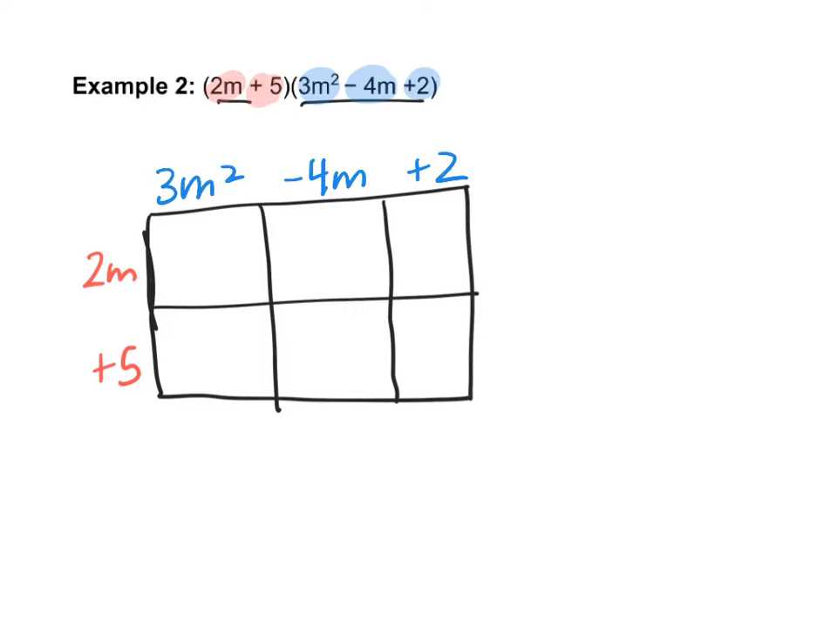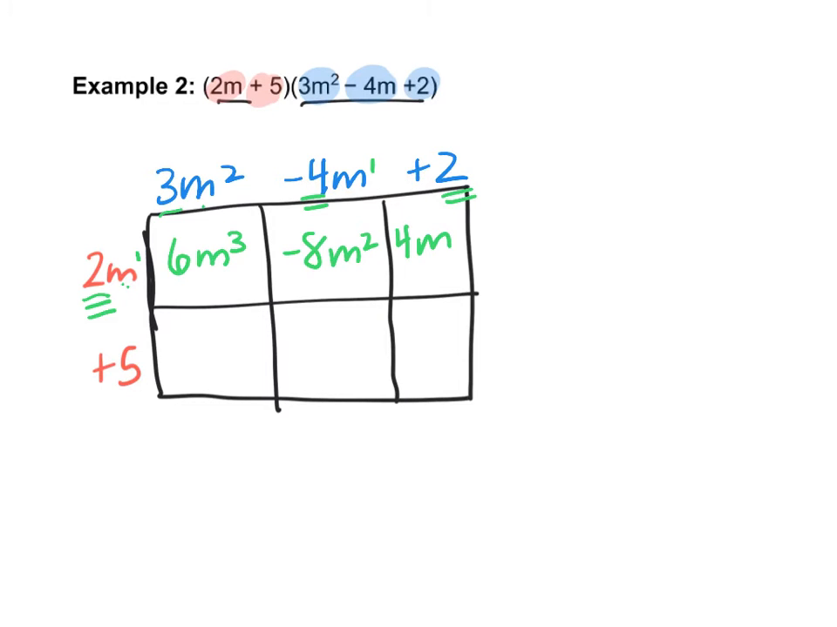Again, we're just going to multiply. Let's do 2 times 3, which will give me 6. And then we have m to the power of 1, times m squared. We add our exponents, so we have m cubed. For my next one, we're doing 2 times negative 4, which would give me negative 8. And then they each have 1m, so I have m squared. And then for my last one, we have 2 times 2, which would give me 4. Notice we have an m, so it's really 4m.